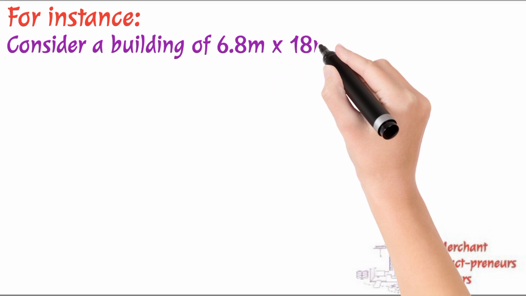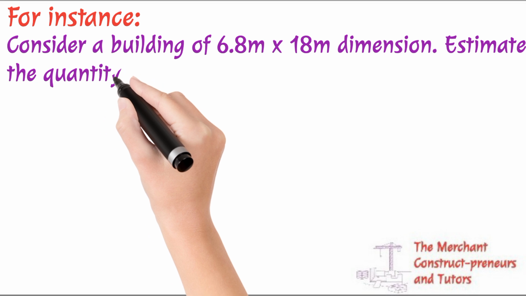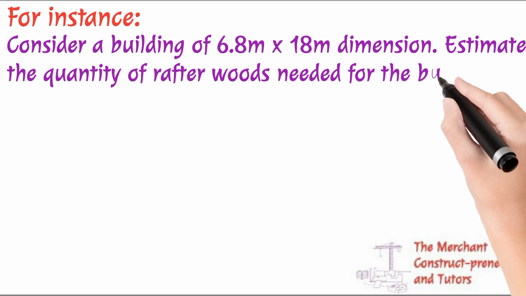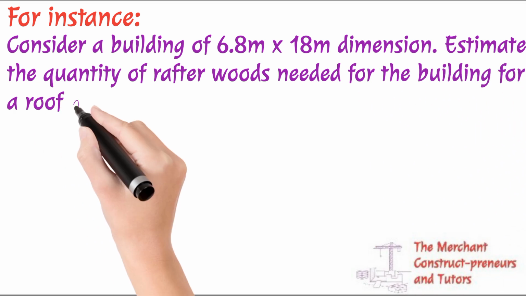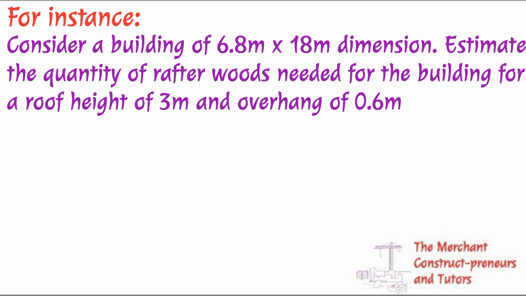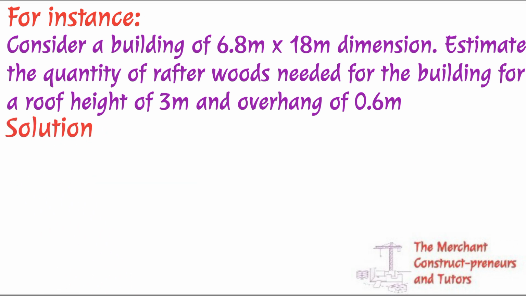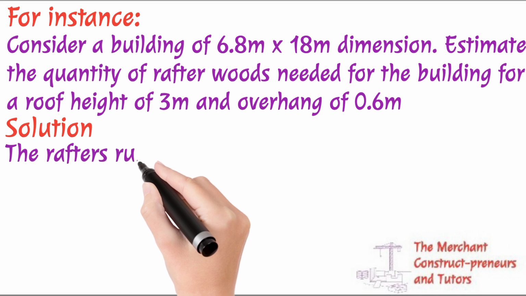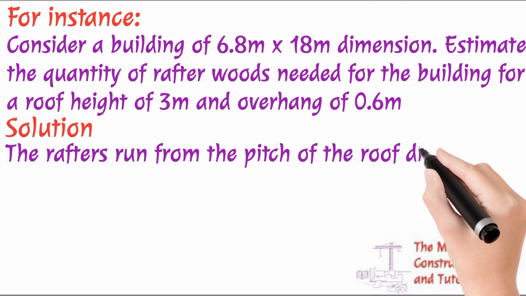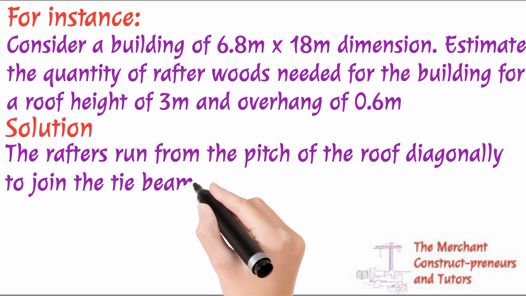We'll look at a quick example of how to calculate the quantity of rafters needed. We're considering a building of dimension 6.8 meters by 18 meters. We need to estimate the quantity of rafter wood needed for the building, with a roof height of 3 meters and an overhang of 0.6 meters, or 600 millimeters. It gives you an idea of what you are expected to know and write.